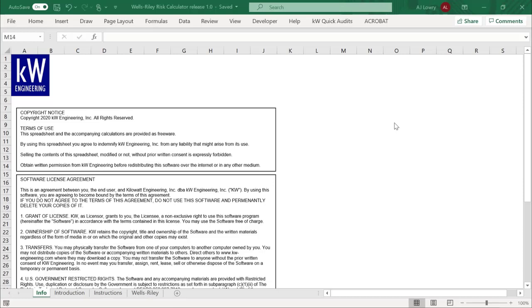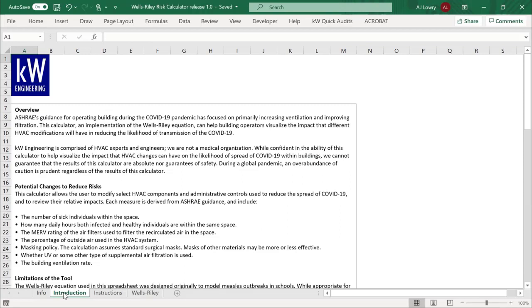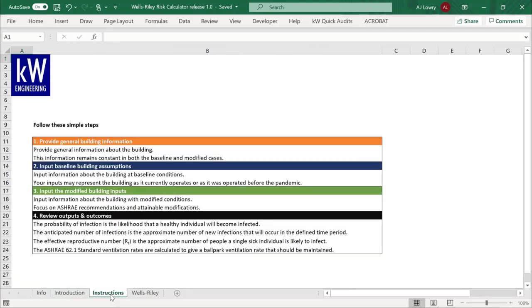In this video, we will look at how to use this calculator. Before we begin, I would encourage you to read through the Info and Introduction tabs of this document. Keep in mind that modifications to your building's HVAC system should be considered only one part of a comprehensive safety plan, which should also include masking, social distancing, and regular cleaning. This tool is designed to help you understand how different building modifications will impact the risk of spreading COVID-19.